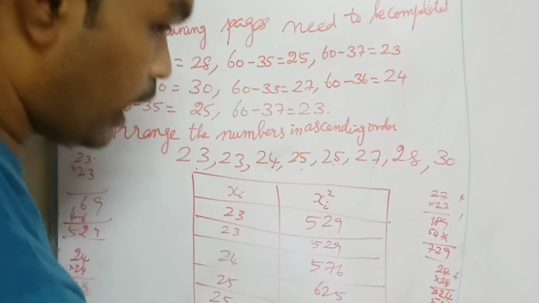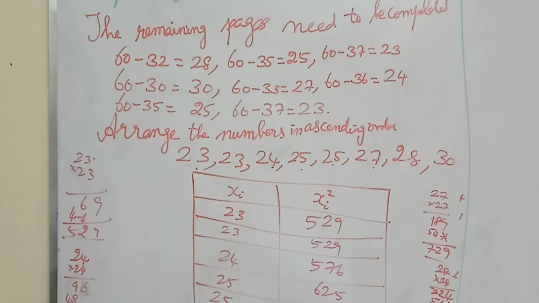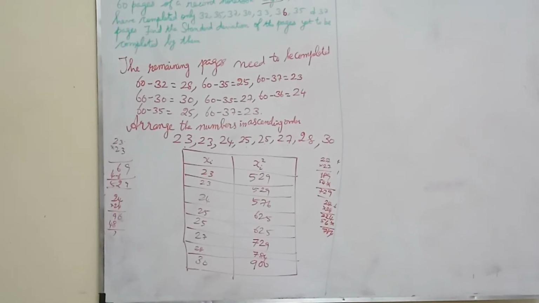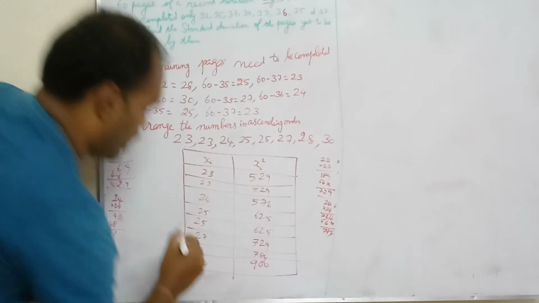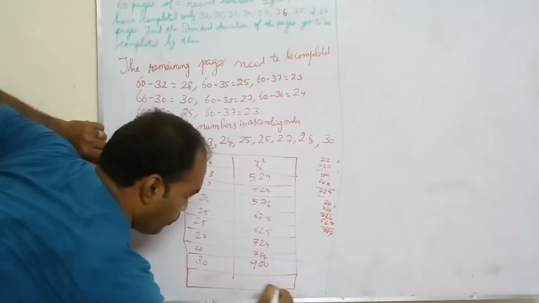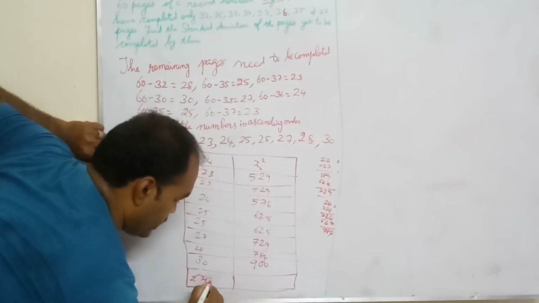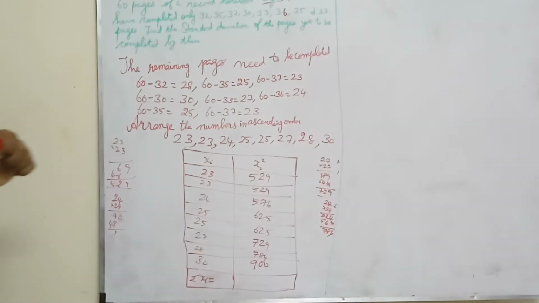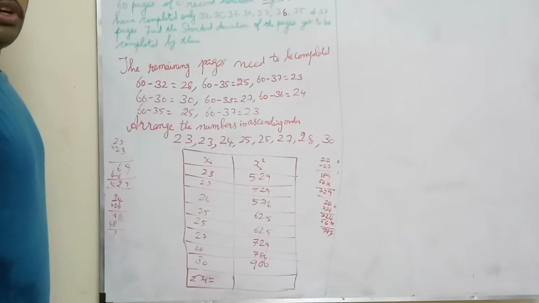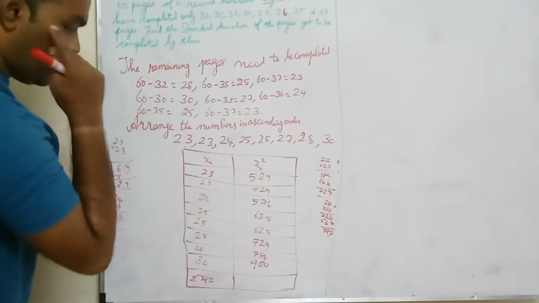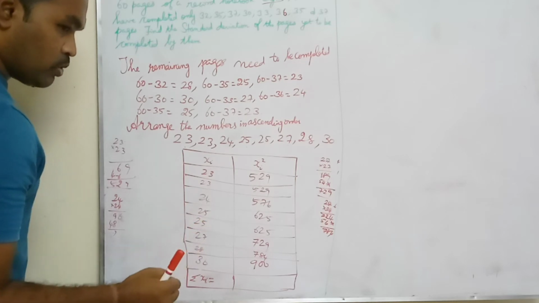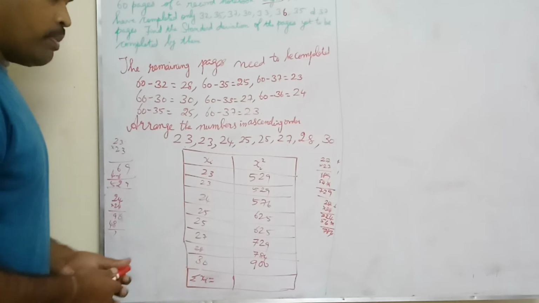30 square is 900. So now what we need to do is add all the xi values, because sigma xi is the summation, so we need to add all of this. 23 plus 23, 46. 46 plus 24, 70. 70 plus 50, 120. 120 plus 27, 147. 147 plus 28, 175. 175 plus 30, 205.